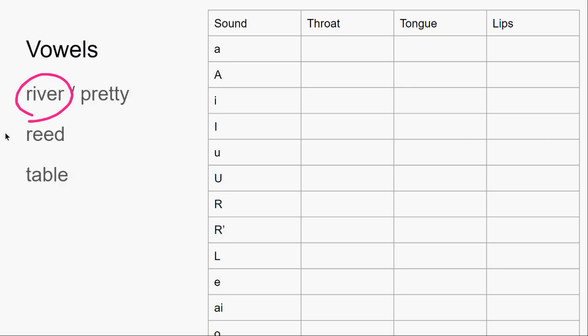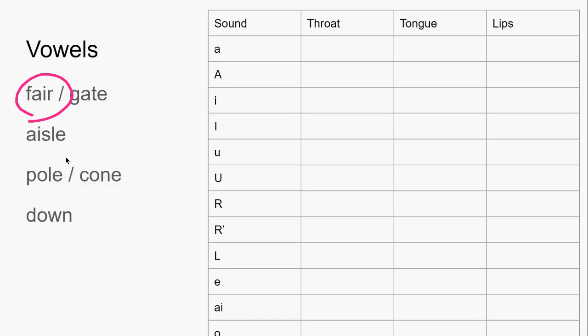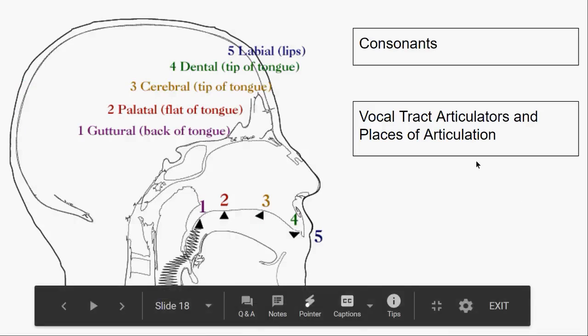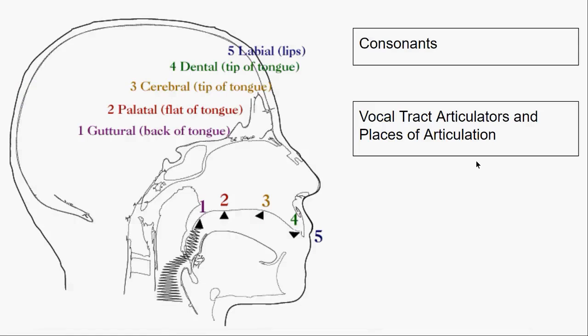So let me show you the diagram of the mouth here. We are talking about this ri. When we say river, the tip of the tongue is pointing towards this position. This is the back of the mouth, this is the middle portion of the mouth, this is the top of the mouth, and this is the teeth. Look at this number 3 position, behind the teeth, where there's a hard part. When we say river, the tip of the tongue is pointing towards that.